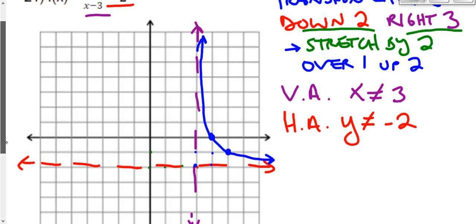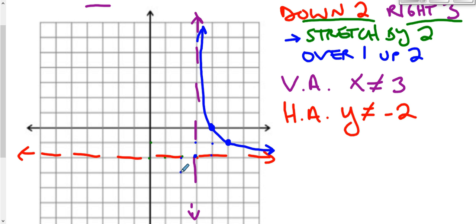Same thing on the other side. I will move to the left 1 and down 2 because of my stretch. I can also move down 1 and to the left 2 to get more accurate. We will try to get close to my asymptotes, but we will never reach in either direction. That's it. We have our graph.